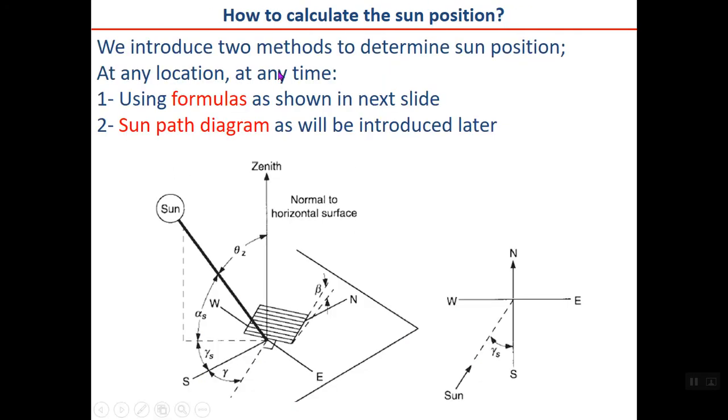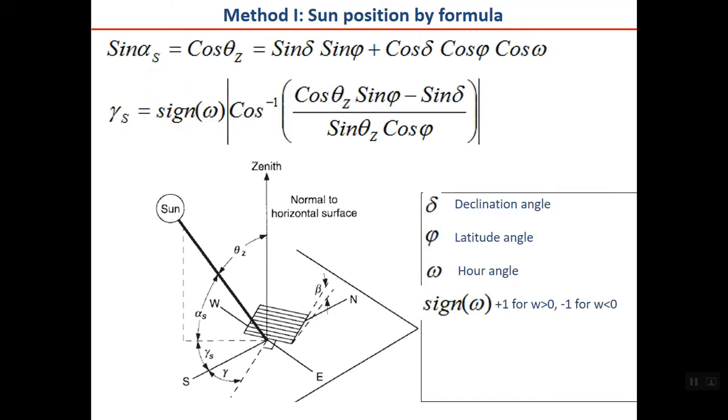Two methods were introduced to determine the sun position, I mean alpha s and gamma s. The first is using formulas, we will show it in the next slide, and the other is the sun path diagram, as you will see later today. If you want to use formulas to calculate the sun position, these formulas may be used. Sine of alpha s, or cosine of theta z, as they are complements, is calculated by the first, and gamma s is calculated by the second one.